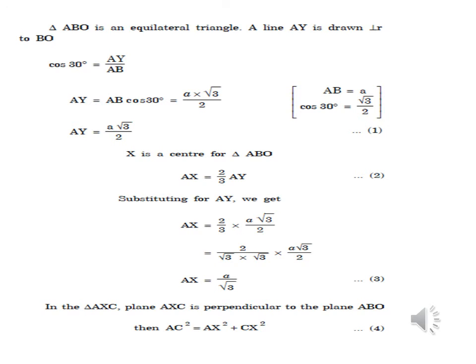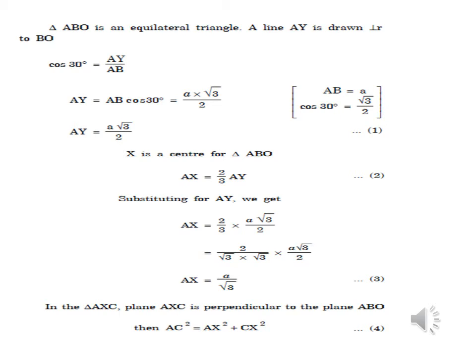You see this before diagram. Consider the triangle ABO is an equilateral triangle. A line AY is drawn perpendicular to BO. The figure shows this angle: cos 30 degrees equals AY divided by AB.